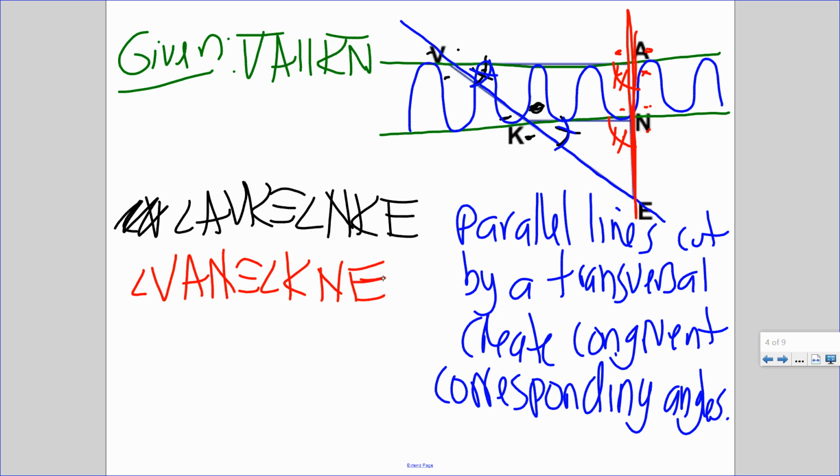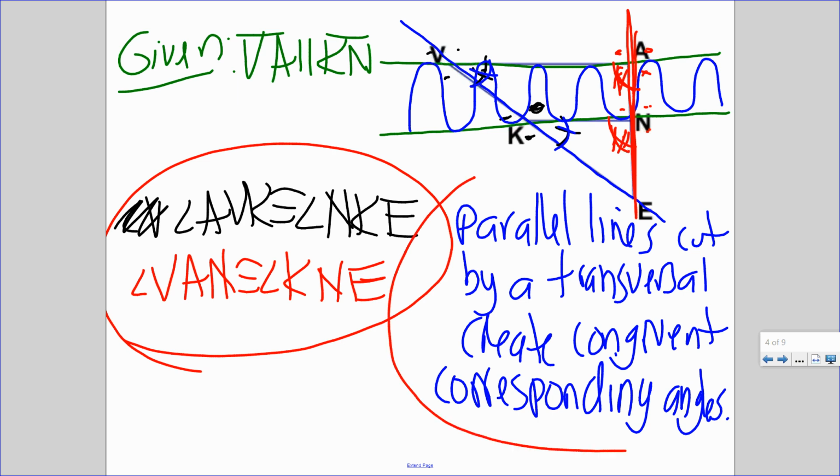And it's the same reason. One's in, one's out, so it's corresponding. I don't have to write the reason twice, and that's it. These are your conclusions, and this is your reason.